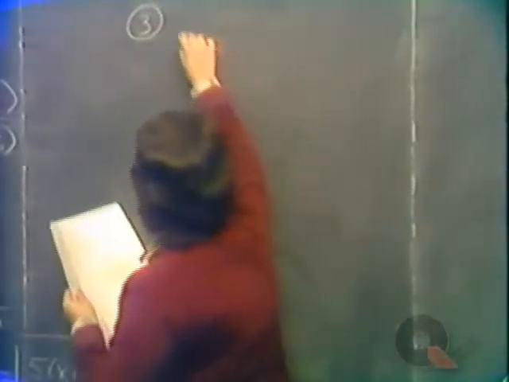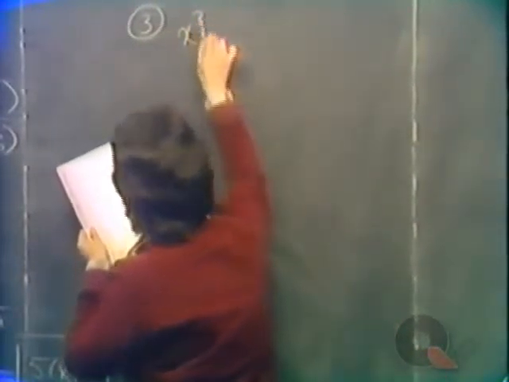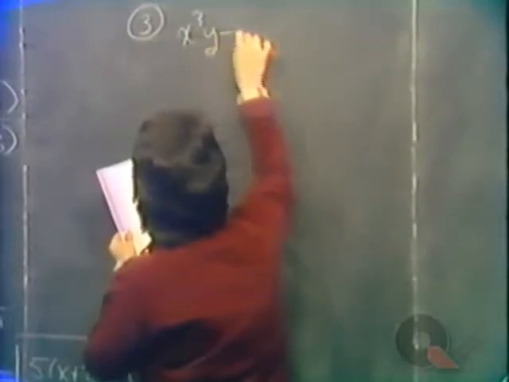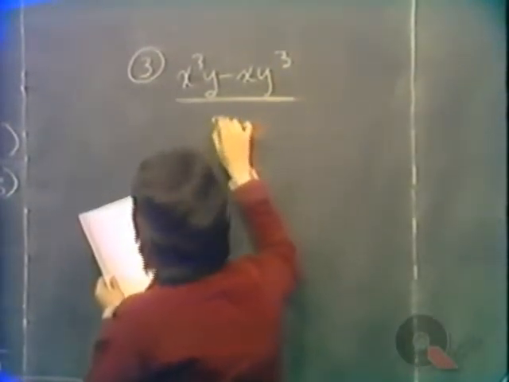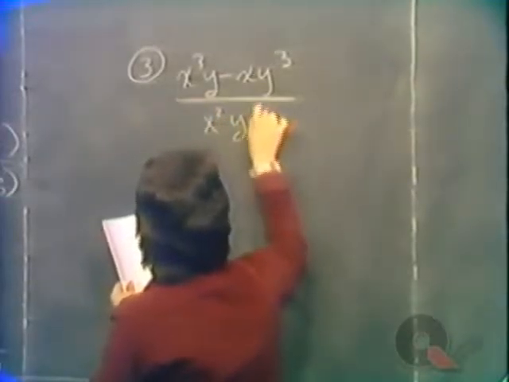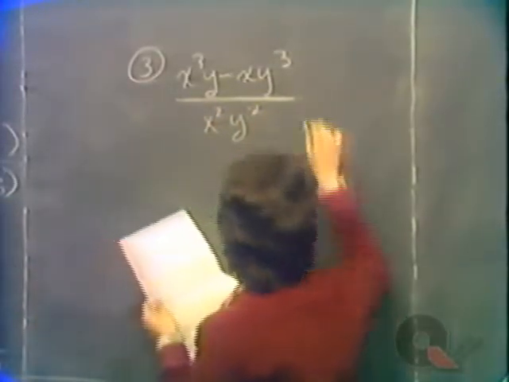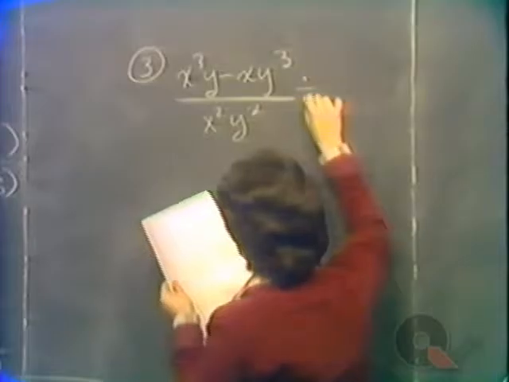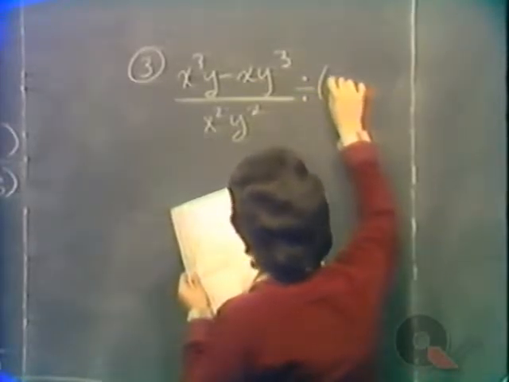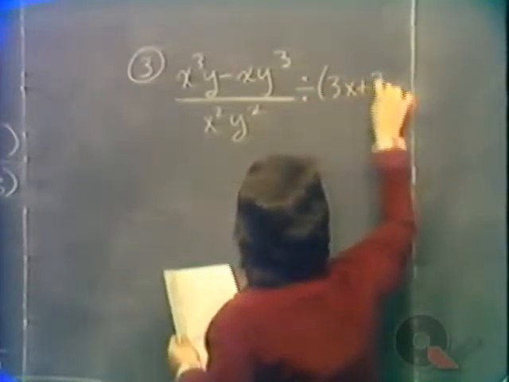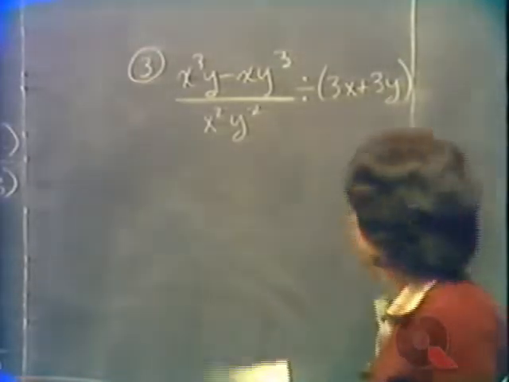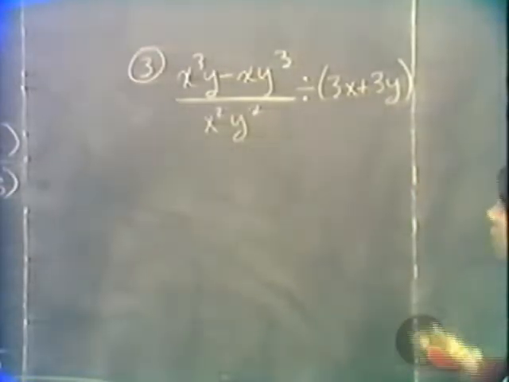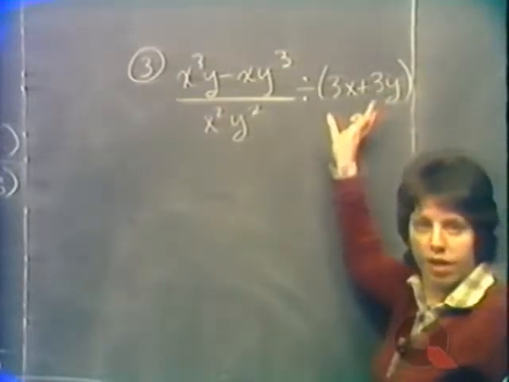In our next example, we have x cubed y minus xy cubed divided by x squared y squared. This fraction is to be divided by 3x plus 3y. Now we know that when we divide fractions, we can invert and multiply.